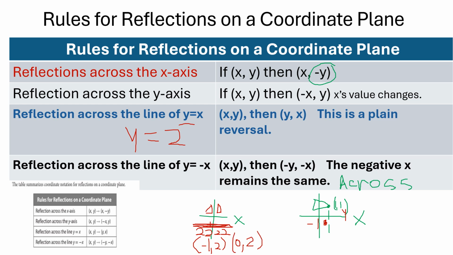That's what that means. Okay, reflection across the line y equals -x. The negative x and y, both of them are going to be negative. Hopefully you won't get any of these kinds of problems. These are some of the hardest to understand when you're doing transformations.